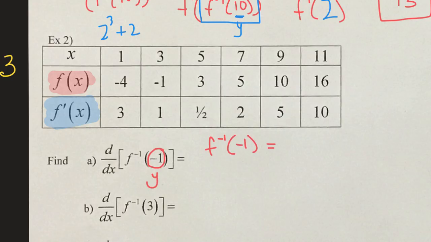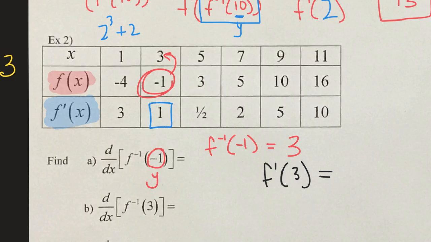So that means when f is -1, my x value is 3. So I'm really looking for what is the derivative at 3, which means I come up here and I find 3 and I take the derivative down here and I get an answer of 1. So this answer is equal to 1. Okay, so it's 2 steps. Almost always we have 2 steps here.